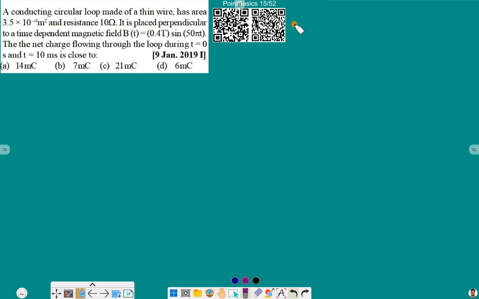So the expression for current is given by induced EMF divided by resistance, and induced EMF is minus d phi by dt. And here we have the area fixed but a variable field. So it will become minus 1 by R, area outside, into d by dt of the magnetic field. Substituting all these values: minus area 3.5 times 10 raised to power minus 3, resistance 10.